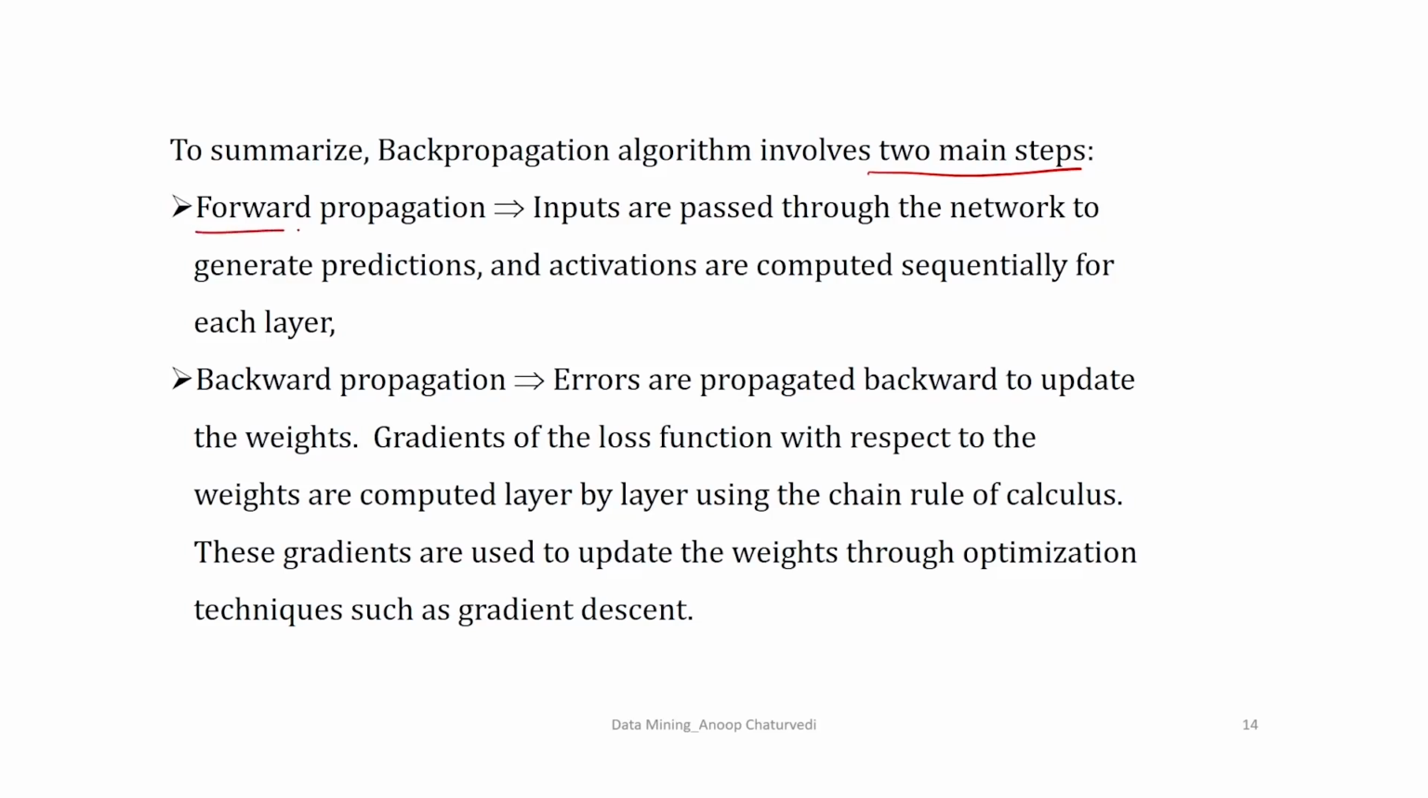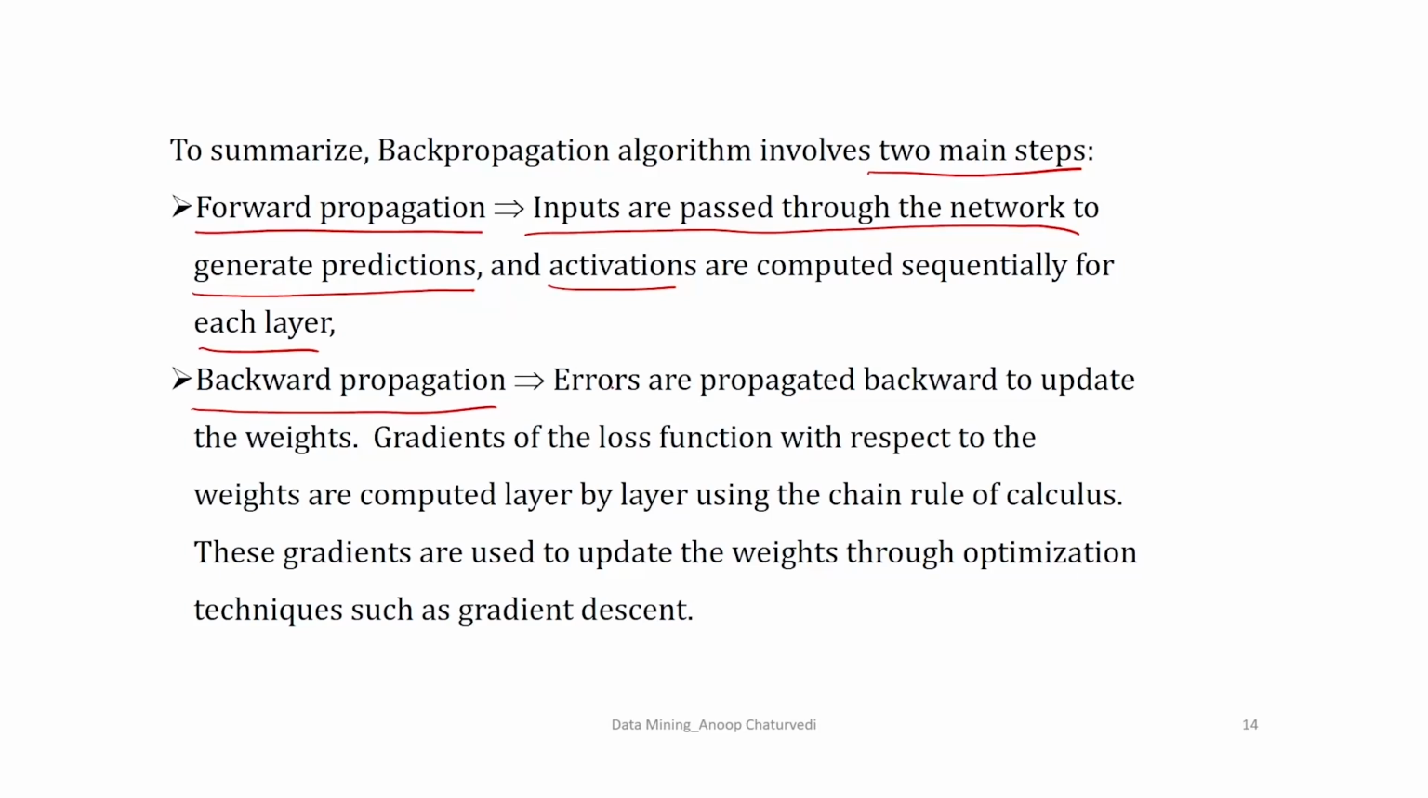In forward propagation, inputs are passed through the network to generate predictions, and activations are computed sequentially for each layer. So, we pass the input through the network, ultimately we get the predictions, and we also compute the activations sequentially for each layer. Then we move to the back propagation.